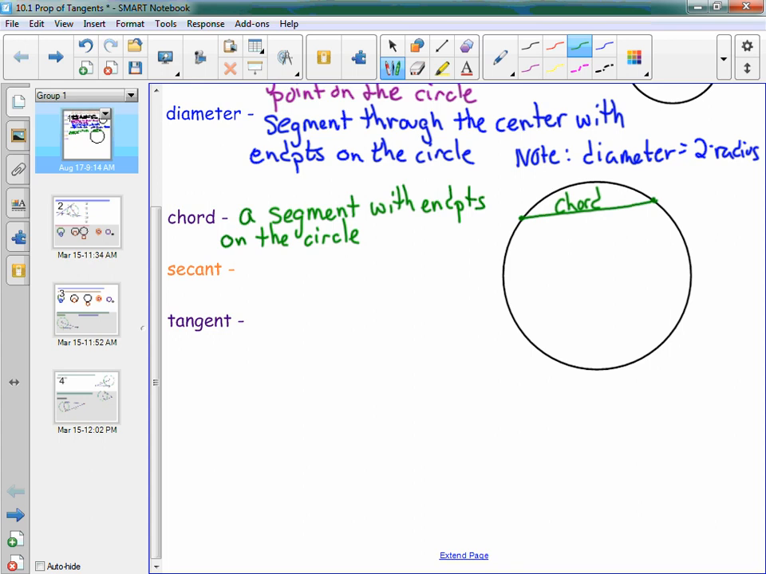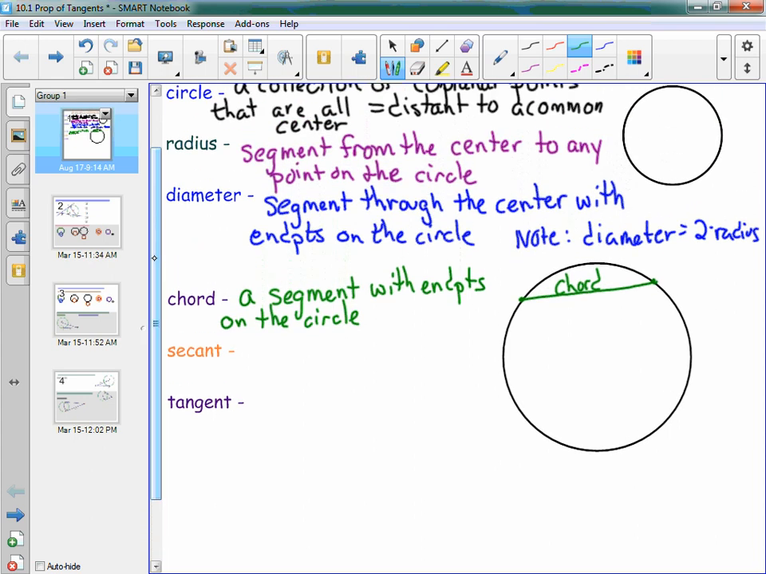When we go back up here, a diameter compared to a chord is that a diameter is a chord through the center. Otherwise, we call it the longest chord. And just to finish off here, radius as well.